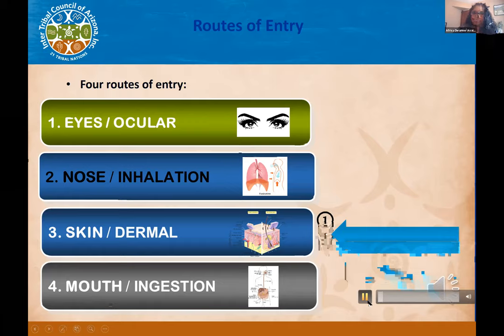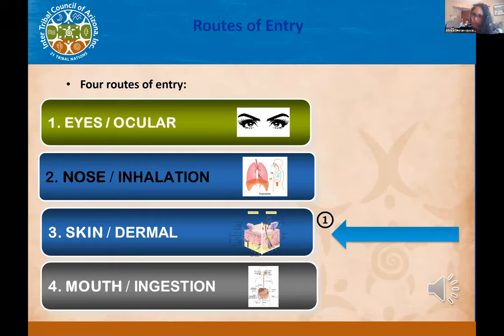Routes of entry. Human exposure to pesticides can happen through four major routes. Pesticides can enter the body ocularly through the eyes, by inhalation through the nose and respiratory system, dermally through the skin, or orally through the mouth and digestive system. Out of these four routes of entry, which one do you think is the most reported? It is the skin. The skin is the body's largest organ, accounting for more than 10% of your body, and it is the most common form of reported occupational skin disease.